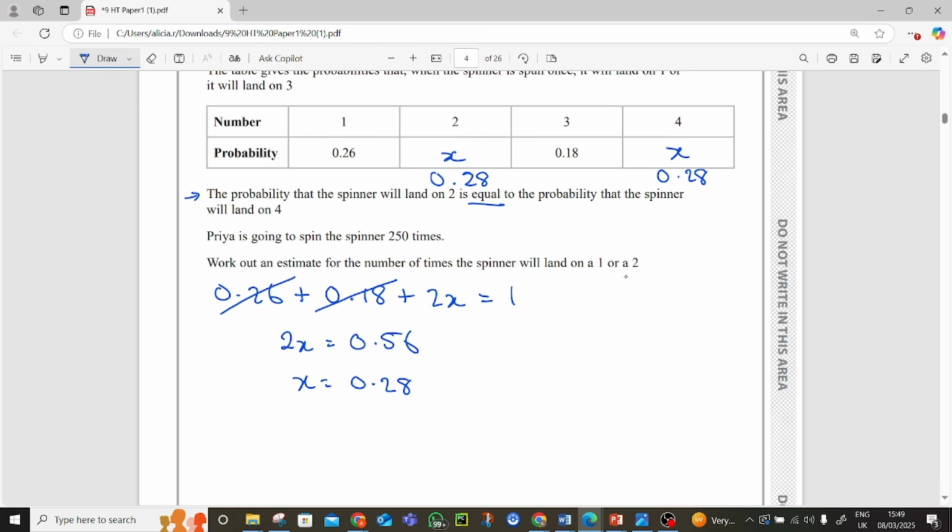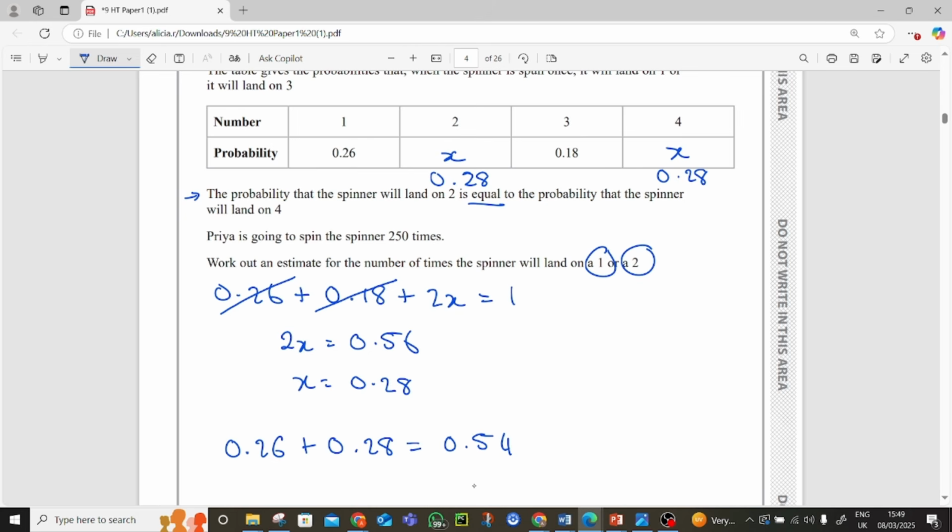Now, we haven't actually got the answer for the question because we want an estimate of the number of times the spinner lands on 1 or on 2. So I'm going to add together the probabilities for 1 and 2, 0.26 plus 0.28, and this is 0.54.